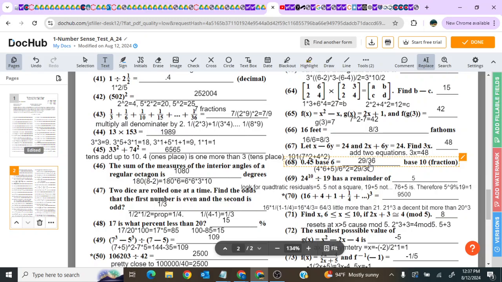68, .45 base 6 is equal to what base 10? This is basically 4 over 6 plus 5 over 36. You have to multiply the 4 over 6 by 6 to put it into a common base. So 24 plus 5 is equal to 29 divided by 36 is your base 10 fraction.